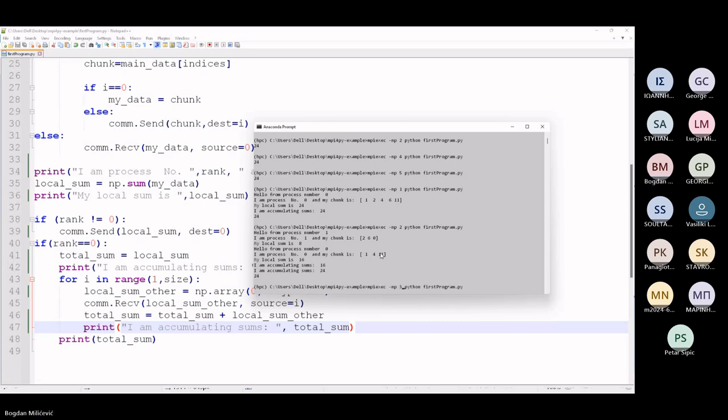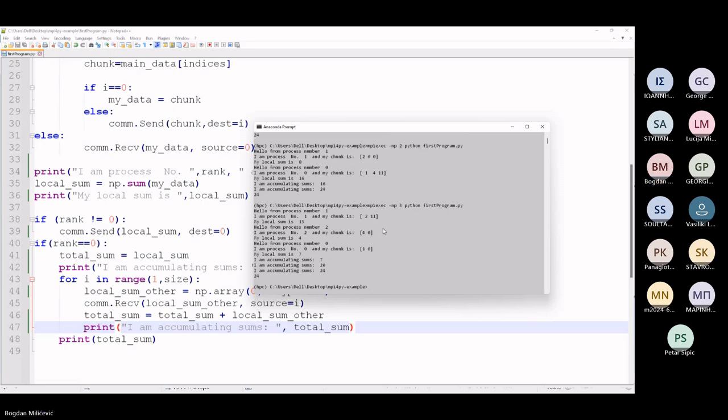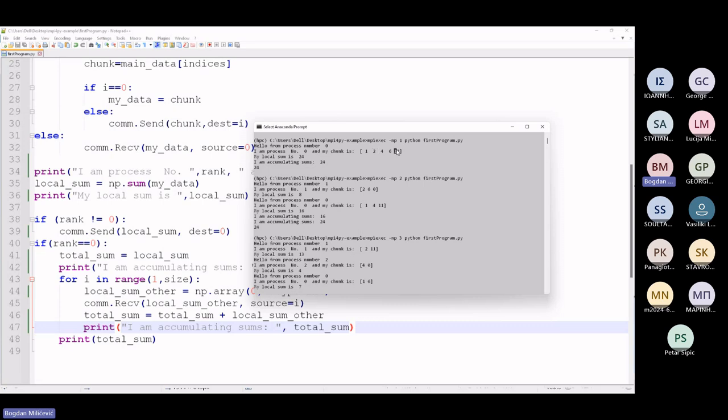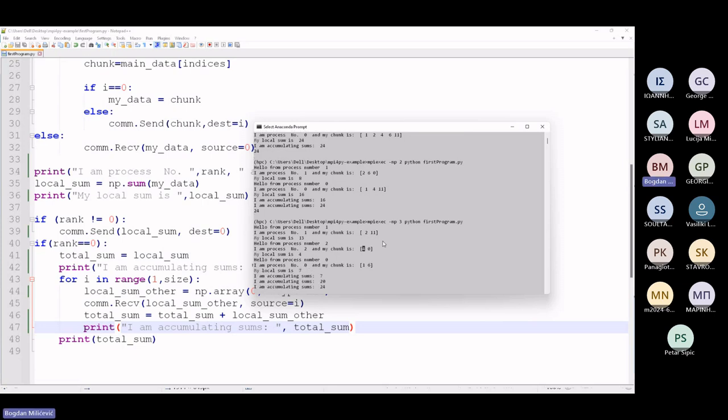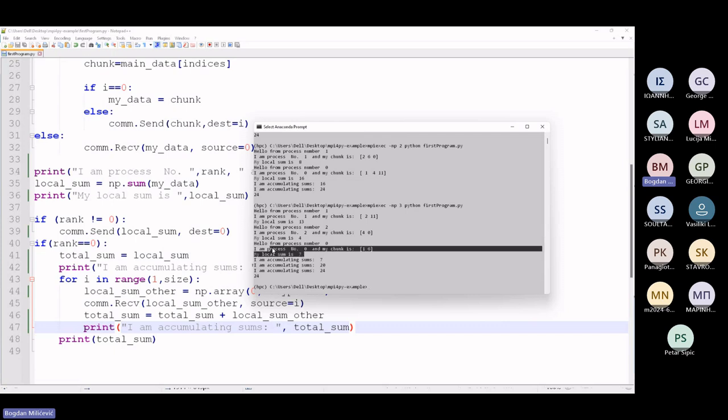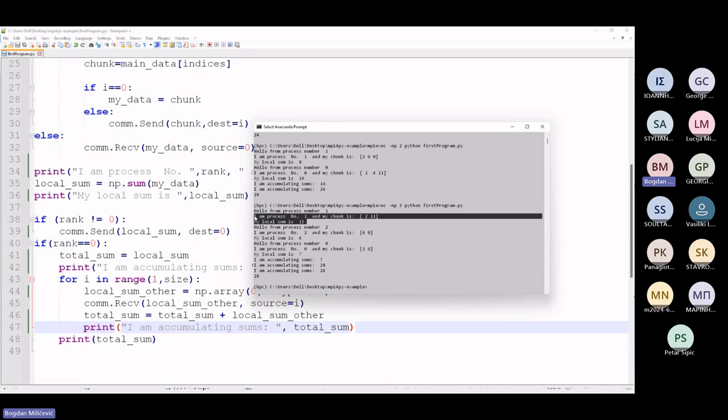Okay, let's try with 3. Now the process number 1 has 2 and 11. The process number 2 has element 4, and 0, a non-existing element. The process number 0 has everything else, so it starts here. It has 1 and 6. Everyone is printing their own local sum. So this one is 13, this one is 4, this one is 7. And then the zeroth process initially has sum 7. Then it receives from process number 1 the number 13. When we add 13 to 7, we get 20. And finally, when we add this local sum 4 to 20, we have 24. And that's it. That is our final result.